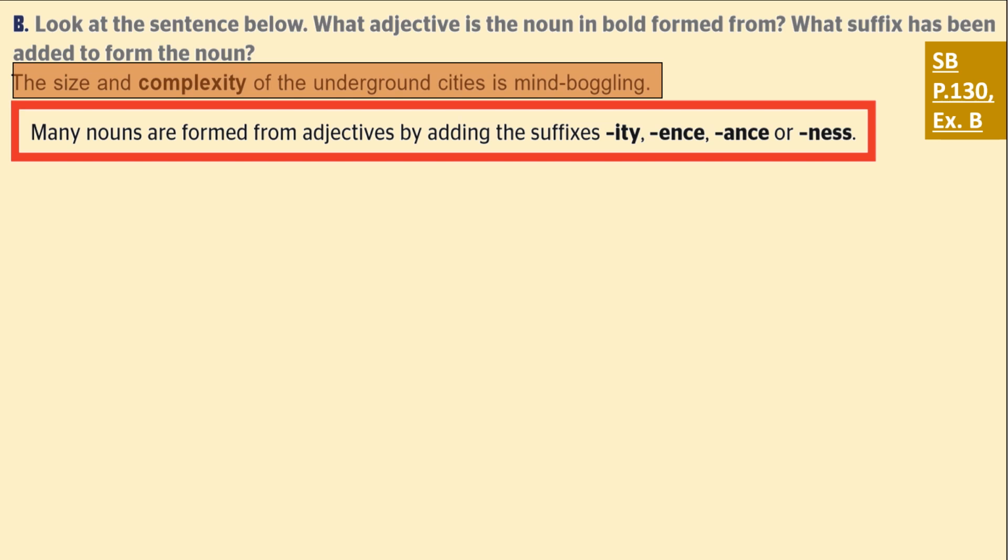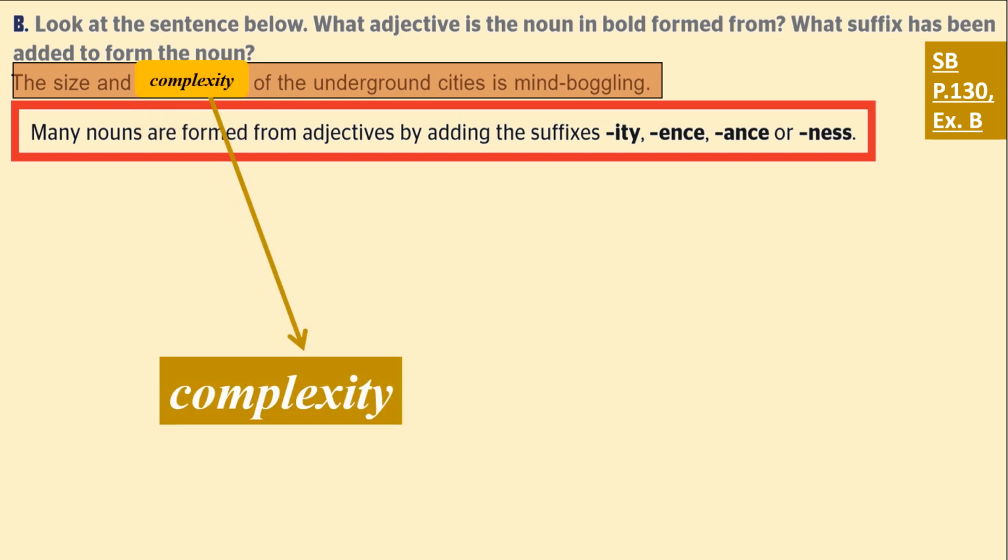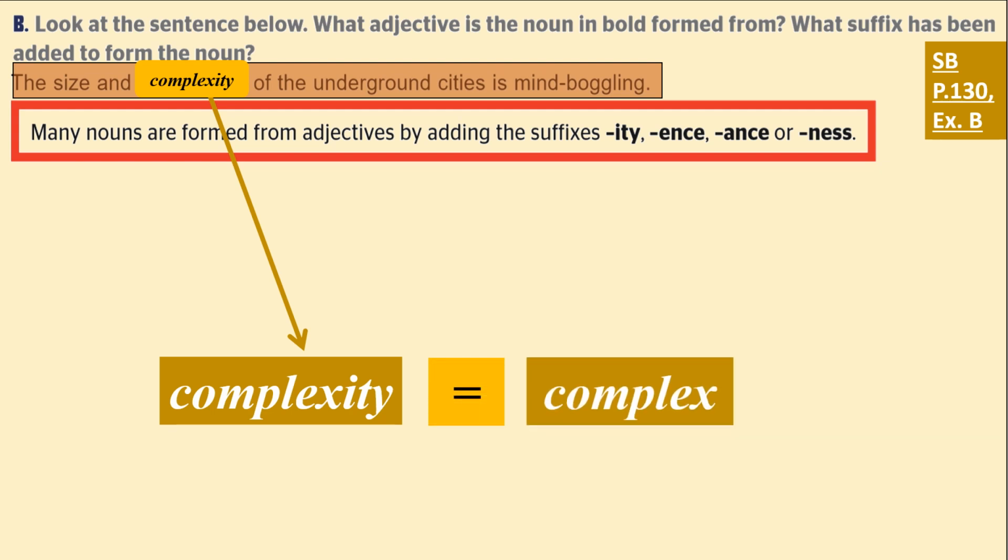In this activity, you are asked to tell from which adjective the noun in bold, the noun complexity, has been formed, and which suffix has been added to turn it into a noun. Yes, the noun complexity actually has been derived from the adjective complex plus the suffix ity.